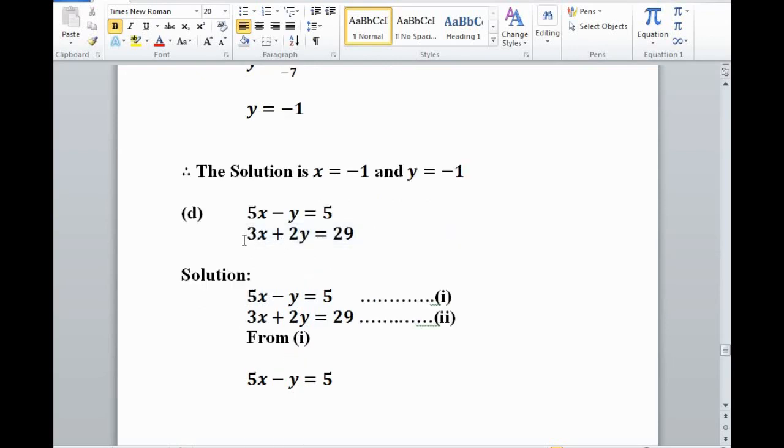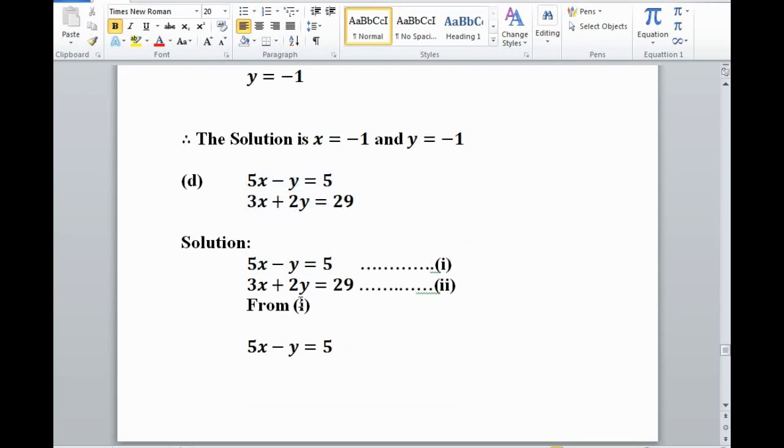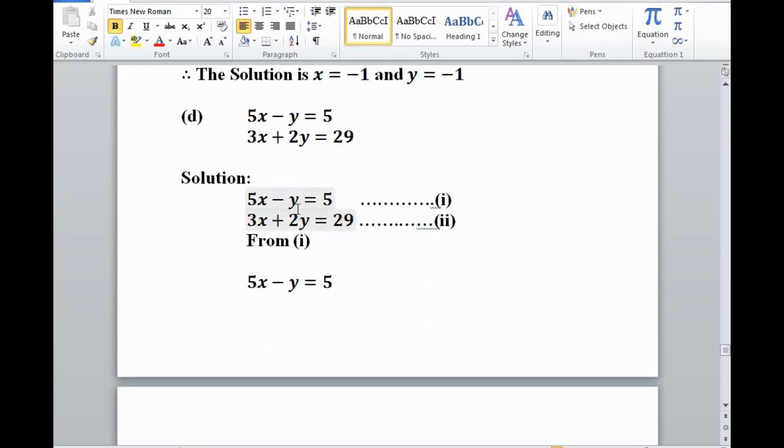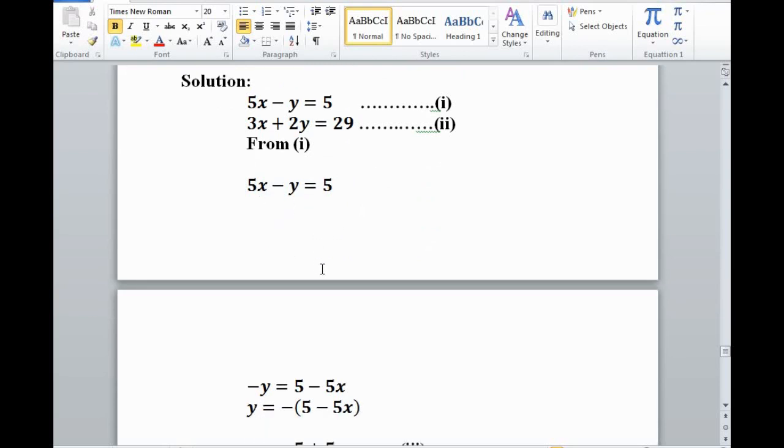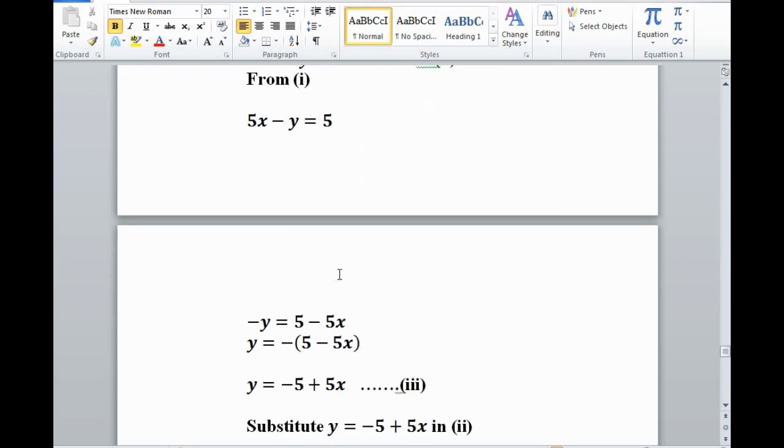Next part, the fourth part from this question, is 5x minus y equals 5, which is our equation 1, and 3x plus 2y equals 29, which is our equation 2. So I'll start from equation 1. 5x minus y equals 5. So I'm going to arrange this equation 1 to express y in terms of x.